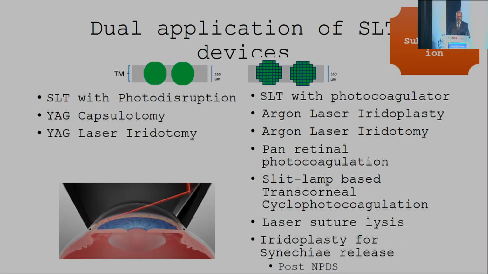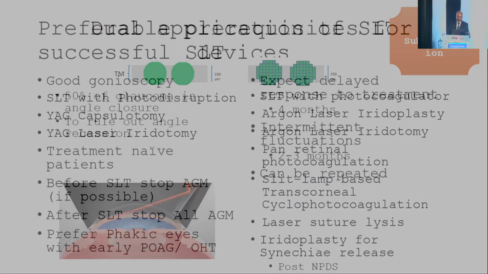And you could always cross-subsidize these machines. You could use the photo disruptor for laser iridotomy or the YAG capsulotomy, whereas the photocoagulator, you can use it for iridoplasty or your pan-retinal photocoagulation or your even slit lamp-based transscleral cytophotocoagulation, or even for suture lysis.